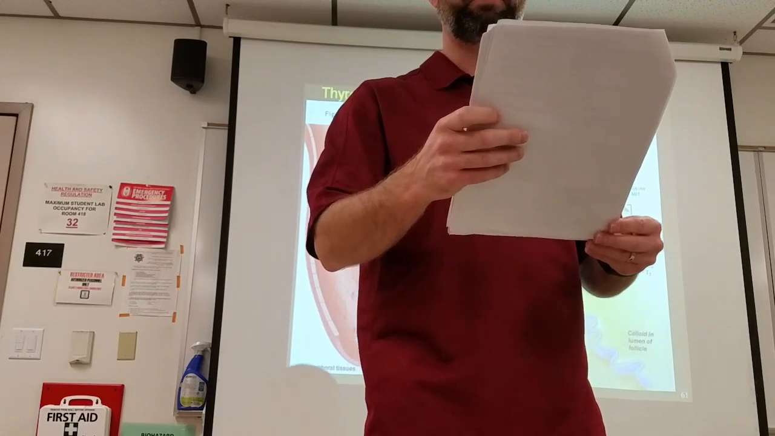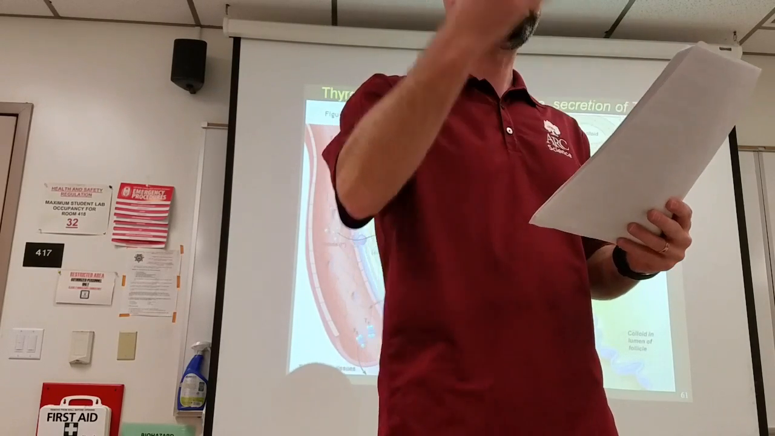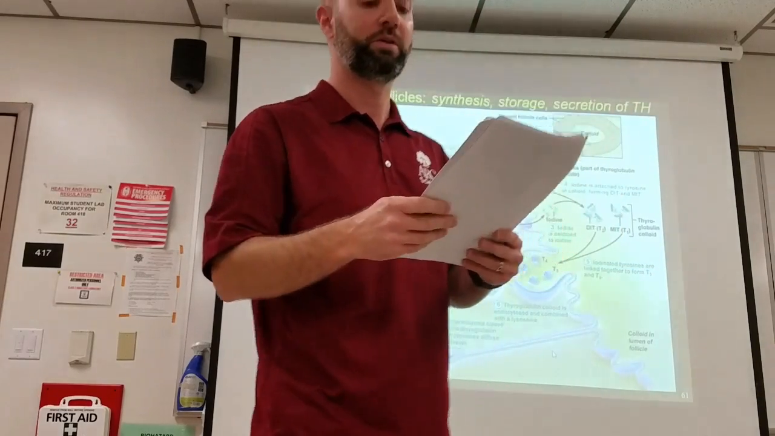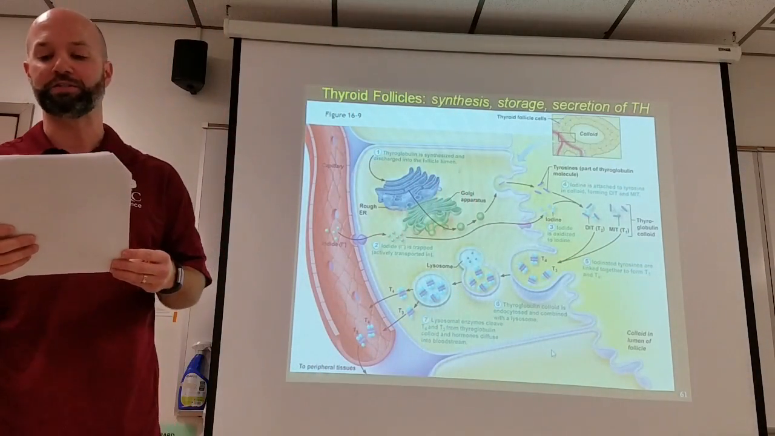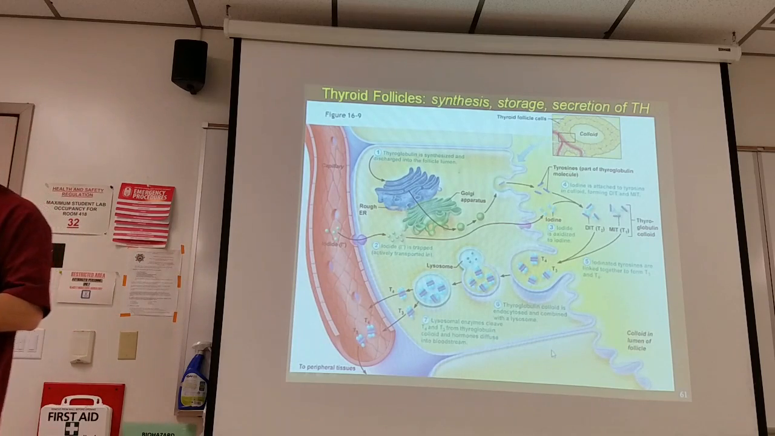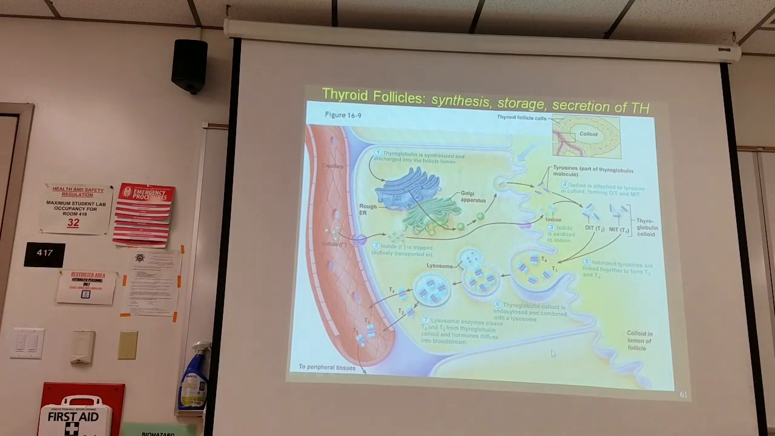Once inside the follicle cells, we can take up thyroglobulin with all of these T3s and T4s attached to it. We take it up through endocytosis. But once we do that, T3s and T4s are cleaved from thyroglobulin.